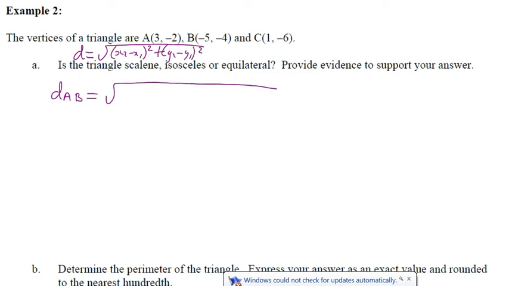And substituting in, so AB, which one's going to be x2? 3 or negative 5? 3. Doesn't matter. But once I've chosen 3 to be x2, then that chooses negative 2 to be y2.